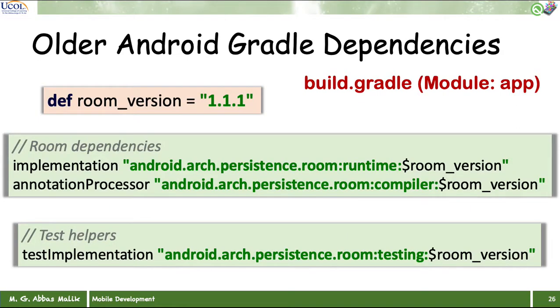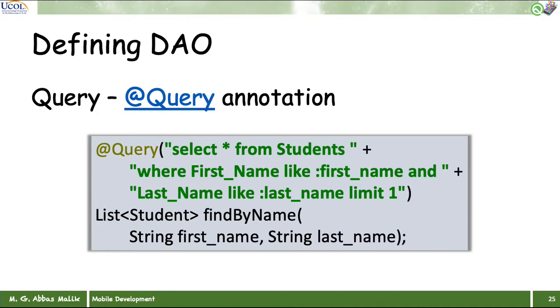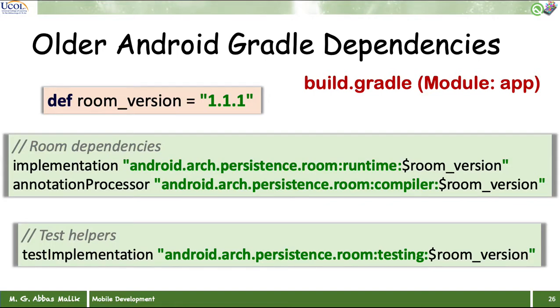So this is how we can define. First of all, we are defining our entities. The second thing, we are defining our DAO. We also have the older dependencies. These are the older dependencies in the Android libraries.